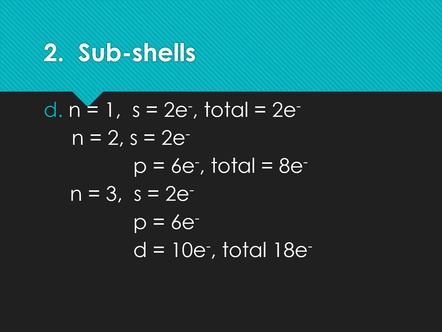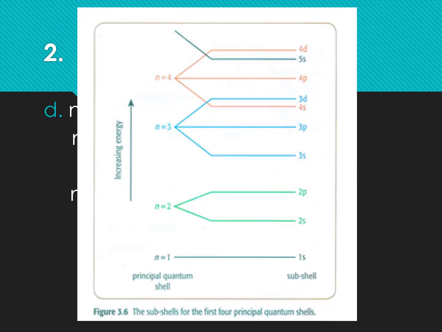So, first energy level, the first subshell is S, which is the same as the orbital, holds 2 electrons, and then the second energy level holds an S subshell and a P subshell, giving you a total of 8. And then n equals 3 gives you 3 different subshells of S, P, and D, 2 for S, 6 for P, and 10 for D, as you can see there.